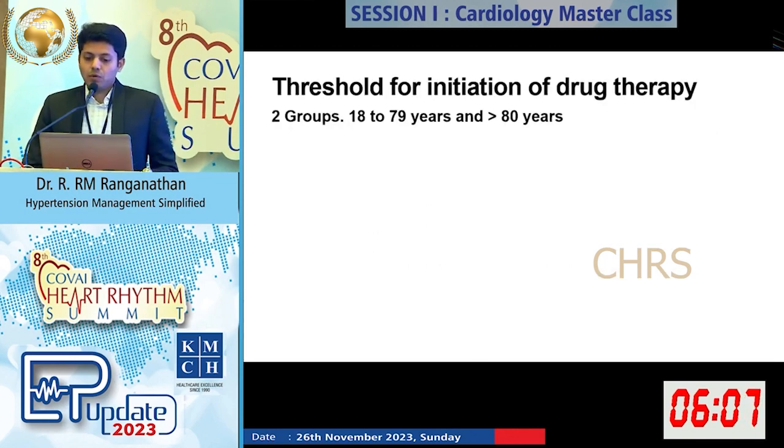How do you initiate therapy? What are the thresholds for initiation of drug therapy? You categorize patients into 2 groups. One group is 18 to 79 years and the second group is the older population, more than 80 years.